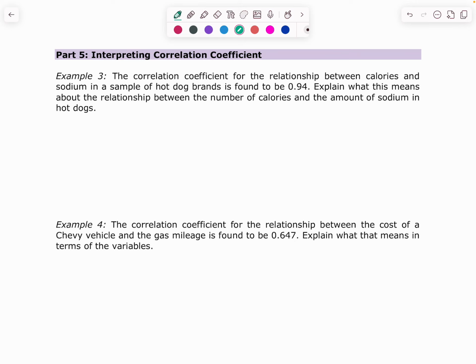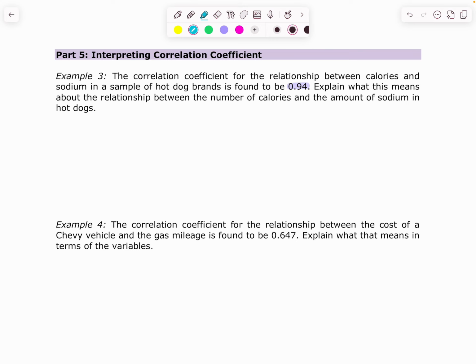So this first example, we're looking at the correlation coefficient for the relationship between calories and sodium in a sample of hot dogs. And that correlation coefficient was found to be 0.94. So explain what this means about the relationship between the number of calories and the amount of sodium in hot dogs.